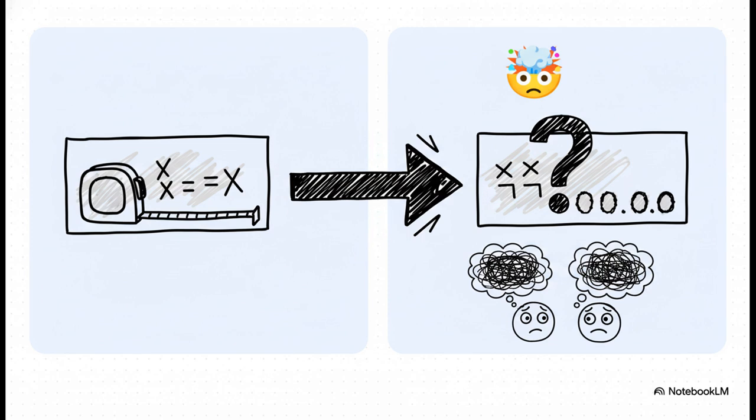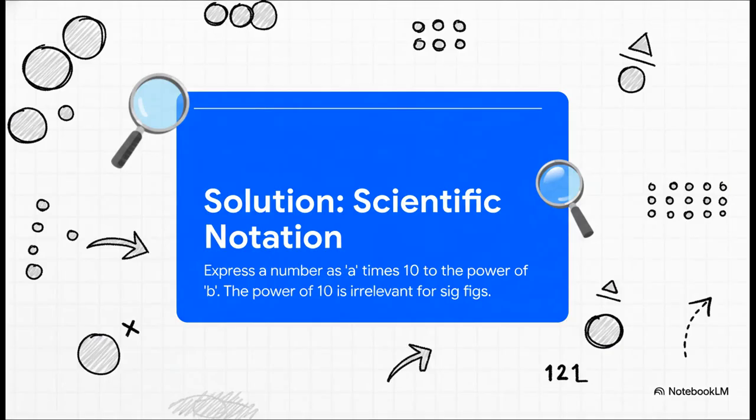Simple enough. But what happens when you convert it to millimeters? It becomes 4,700. Uh-oh. Suddenly it looks like it only has 2 significant figures. We lost precision. This is a huge problem. It's totally ambiguous. So how do we solve it? The solution is actually super elegant and simple.